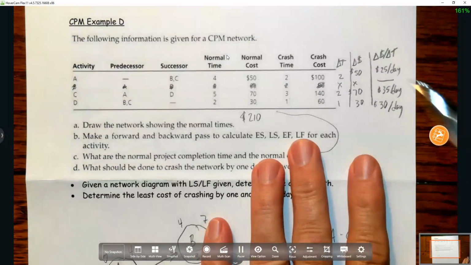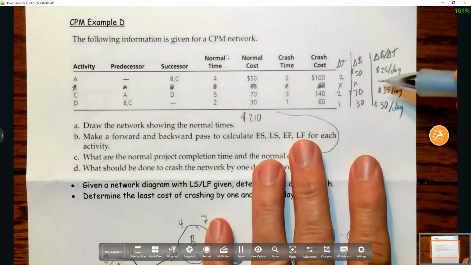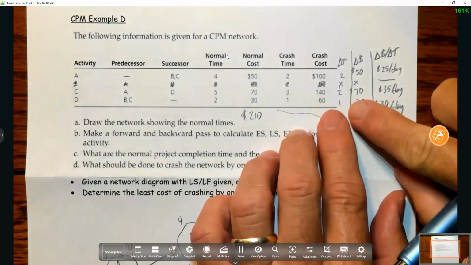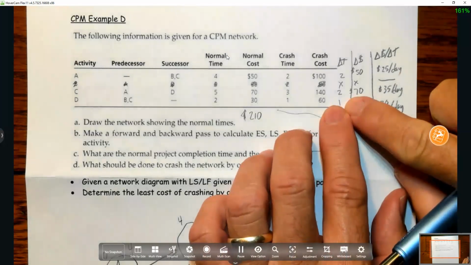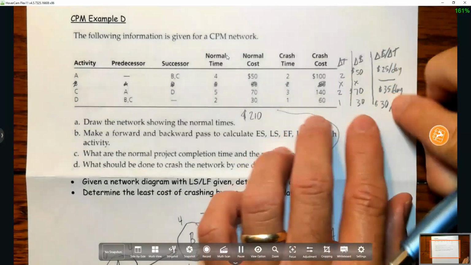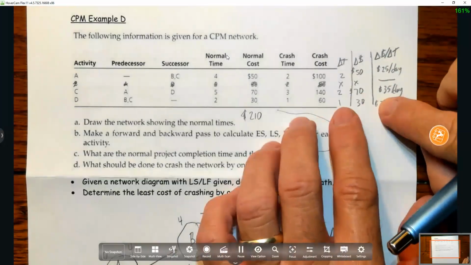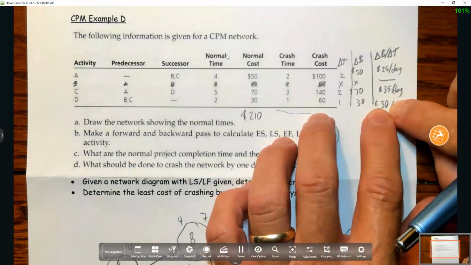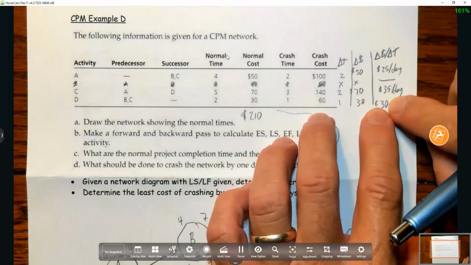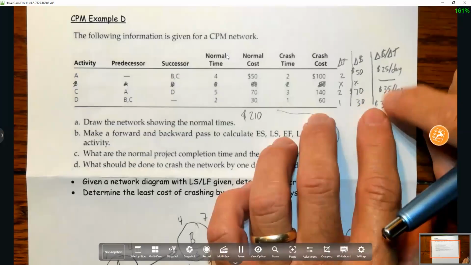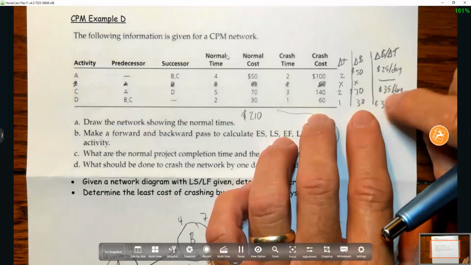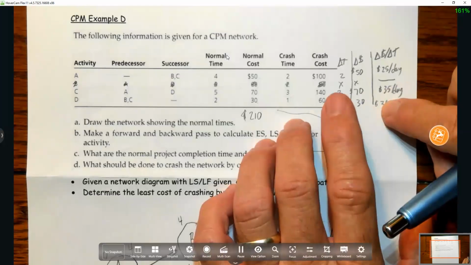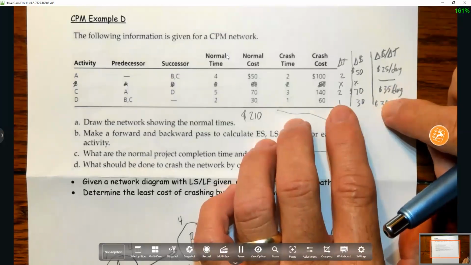So, although this one does not have this problem, sometimes this is the most you can use. Okay, this one you can only use 1 day. So the reason I say that, not for this problem, but if this had read $20 per day instead of 30, then that would have been our cheapest one. But we could only crash it 1 day. That's all we're going to get out of it.